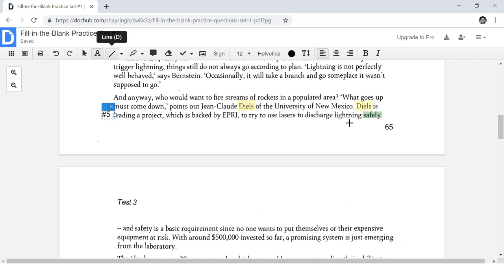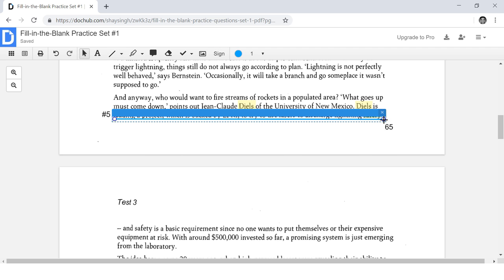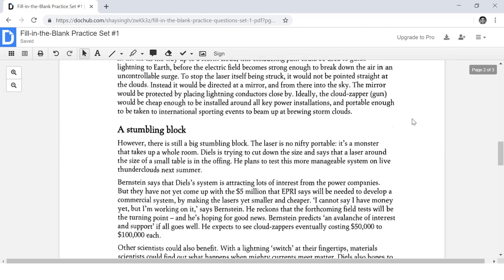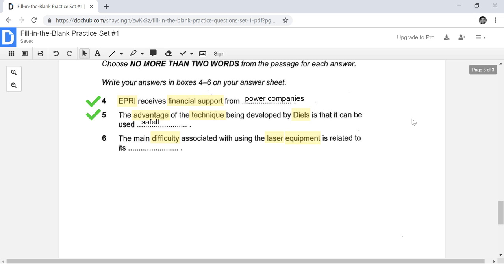By the way, if it helps you, you can also underline the matching sentence if it helps you to better identify the answer. You don't have to do that, but if it helps you, then go ahead and do that. So this is our matching sentence, and the matching sentence is where we have our answer. So we are now done with number 4 and 5, and our question number 6 is the last one that is now remaining. So let's go ahead and answer this.